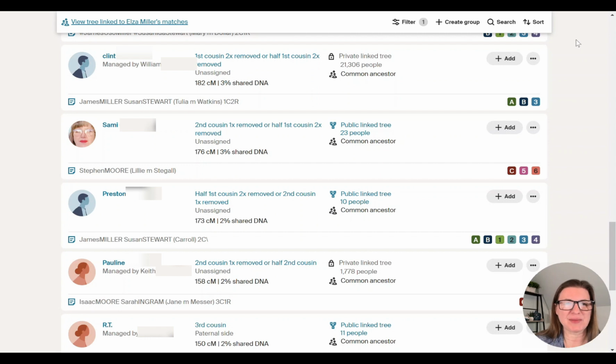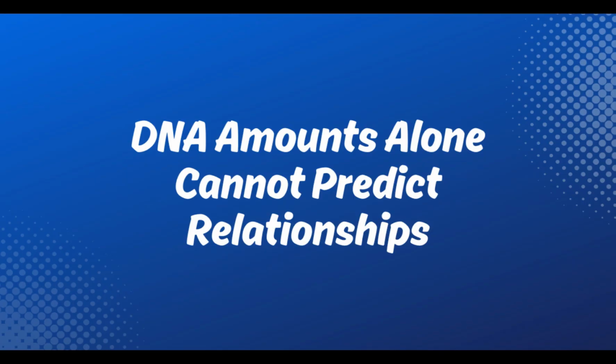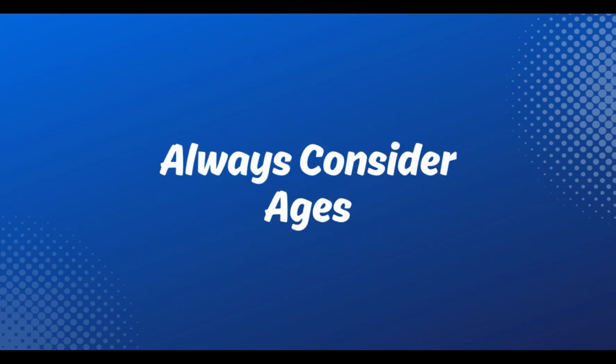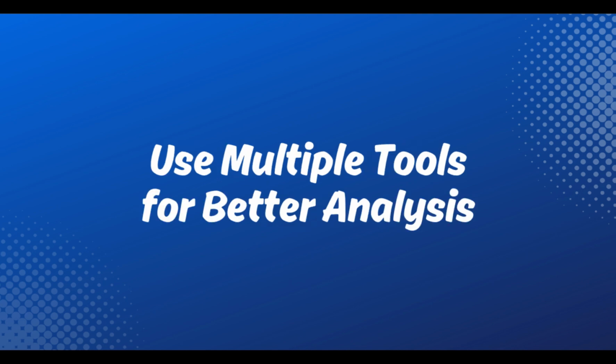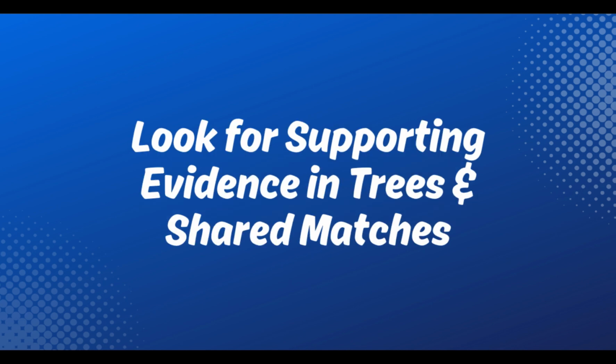And I just looked at some of his closer matches, and we can see we're seeing the Miller side, the Moor, the Miller, the Moor. And so he is in fact related to both sides he's supposed to be. So he is a full grand uncle. So remember these key points. DNA amounts alone cannot predict relationships. Always consider ages. Use multiple tools for better analysis, and look for supporting evidence in trees and shared matches.